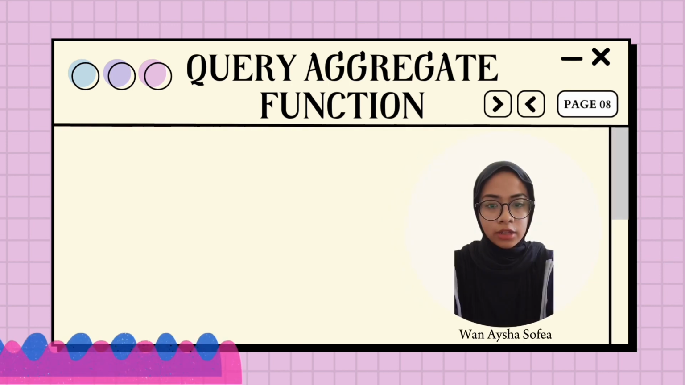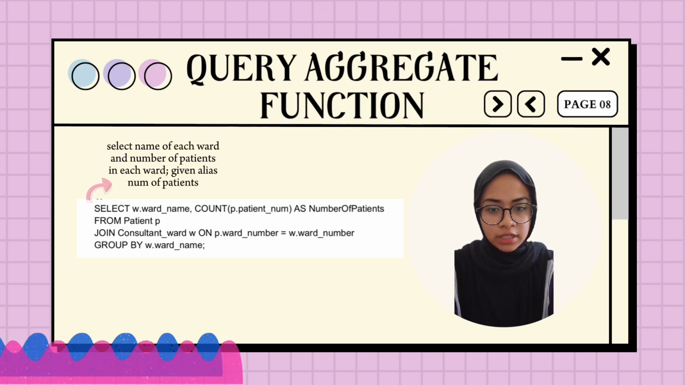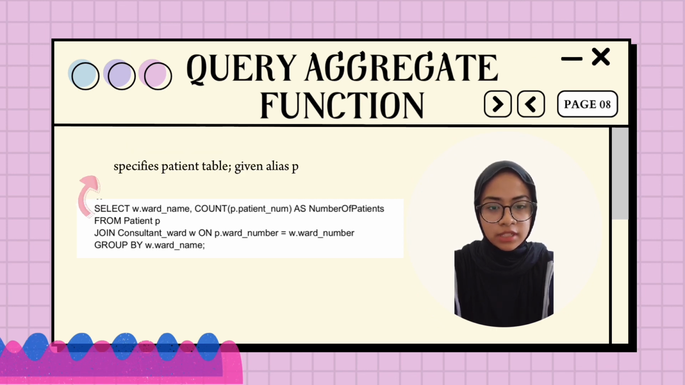For queries that include aggregate functions, here we have created 5 of them, but I will show only 3 examples of queries with aggregate functions. The first query shows how to count and group the number of patients in each ward in the hospital. Line 1 selects the name of each ward and the number of patients in each ward, which is given the alias number of patients. Line 2 specifies the patient table and gives it the alias P.